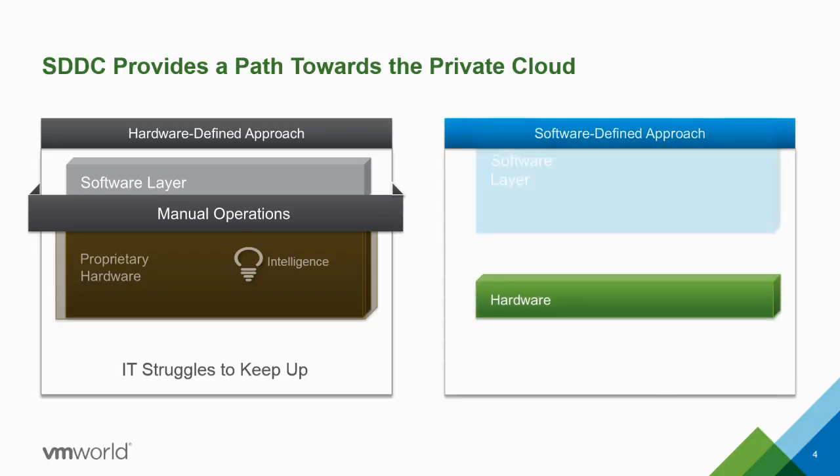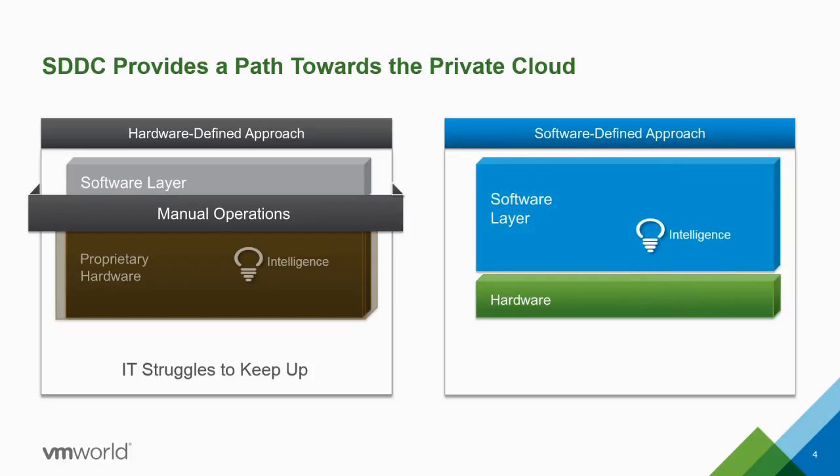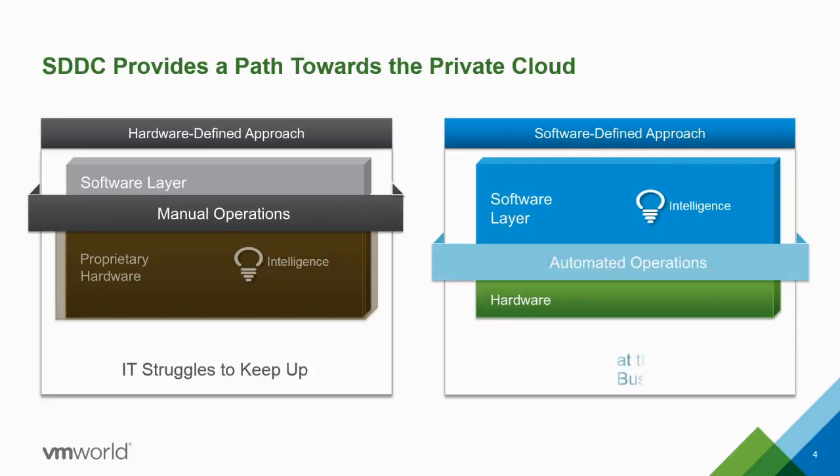On the other hand, the software-defined approach says, let's start with industry-standard x86-based hardware. On top of that, put all of the intelligence in a software layer and automate the heck out of it, so that you can create a much faster way to instantiate and operate your private clouds. If you achieve that goal, then IT is also able to move at the speed at which lines of business are demanding to grow.